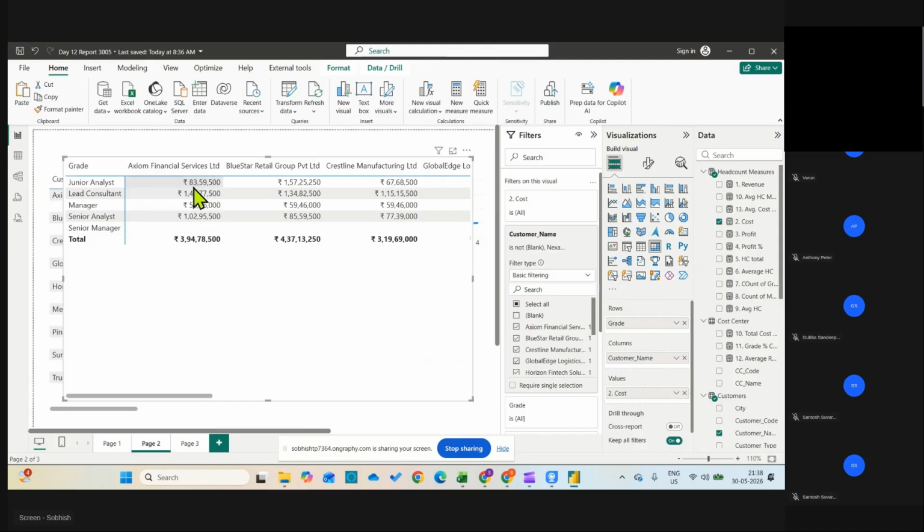this total cost here, what are the filter contexts here? Can you tell me what are the filter contexts here? Junior analyst. And grade, right? It's filtering based on the grade, 83,000, and also Axiom customer. Yeah, right. Now, I want to tell DAX to please ignore this grade. So if I tell DAX to please ignore this grade, it is going to give me 394 for all rows, because it is not going to filter. Right? But how do I tell DAX to please ignore this grade?